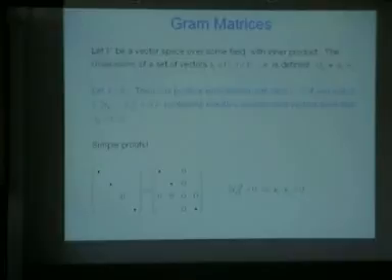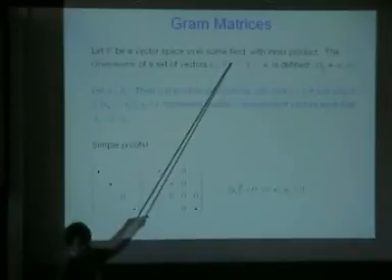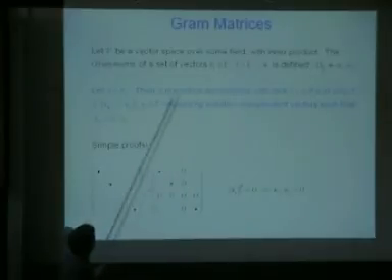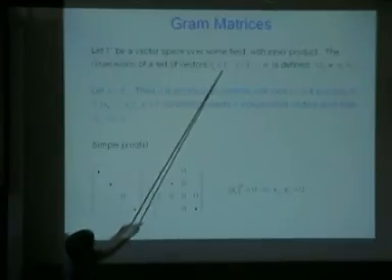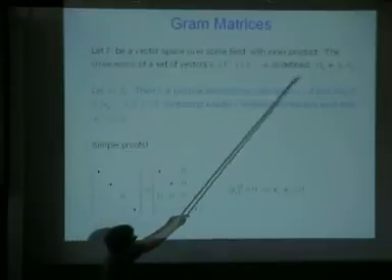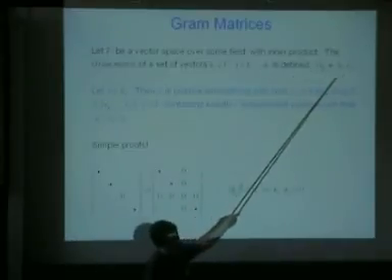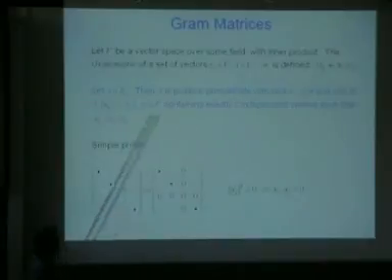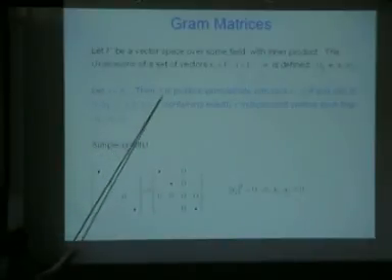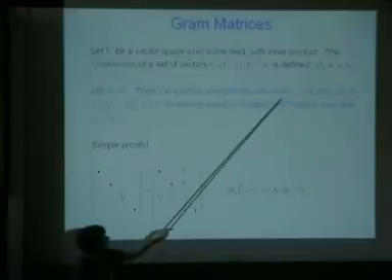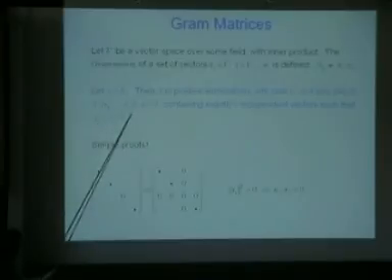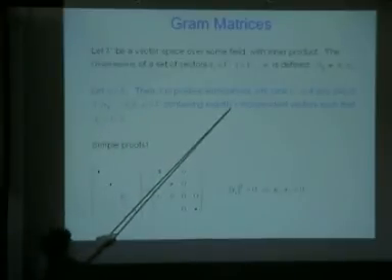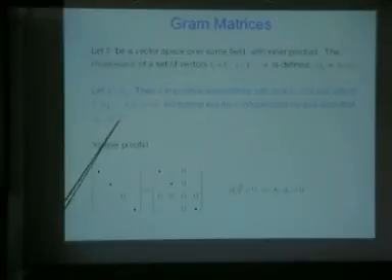Suppose you've got a vector space over some field with some inner product. The Gram matrix of a set of n vectors in this vector space is defined to be this, the matrix of inner products, so it's an n by n matrix. Here's the theorem. A is symmetric, n by n, and positive semi-definite with rank r if and only if there's some set of n vectors containing exactly r independent vectors, such that A is the Gram matrix of these vectors.